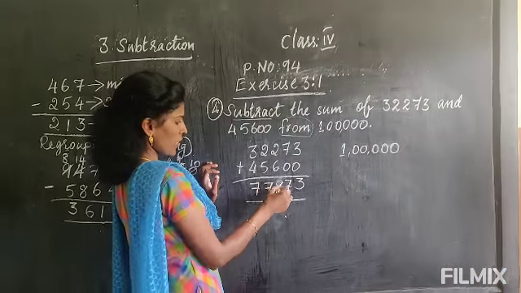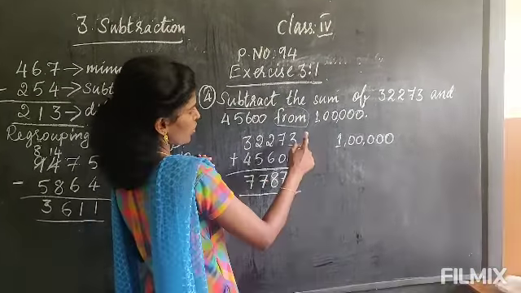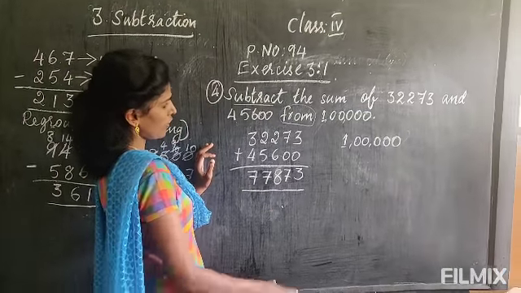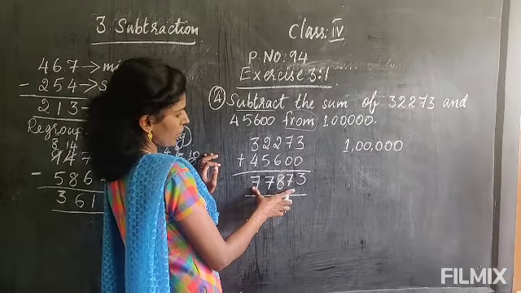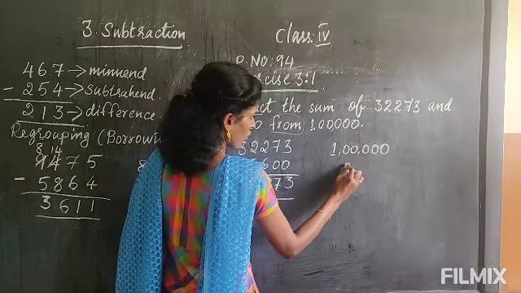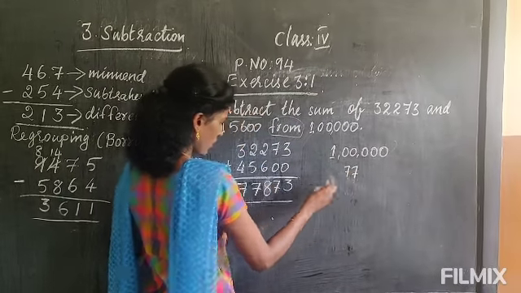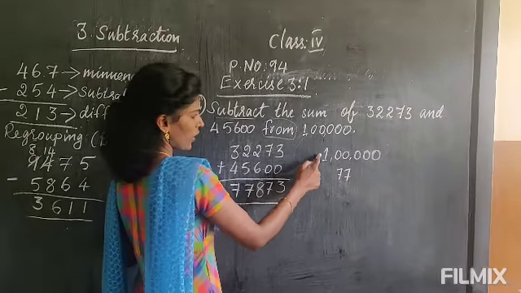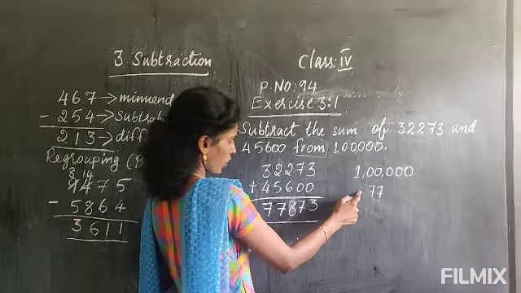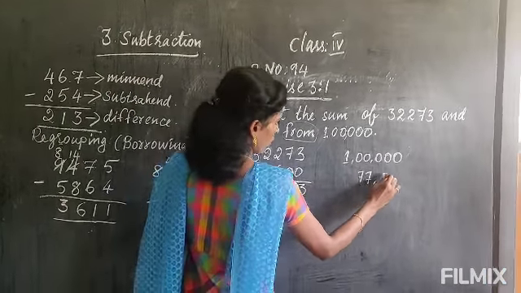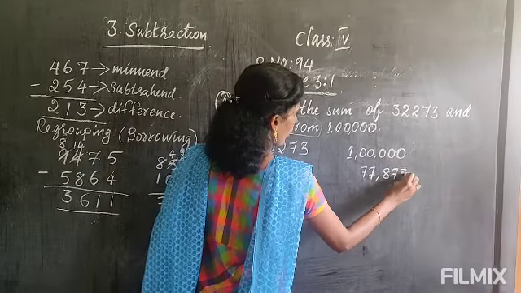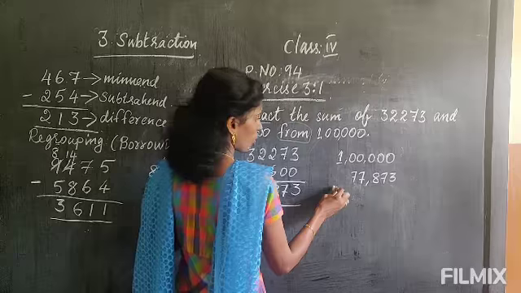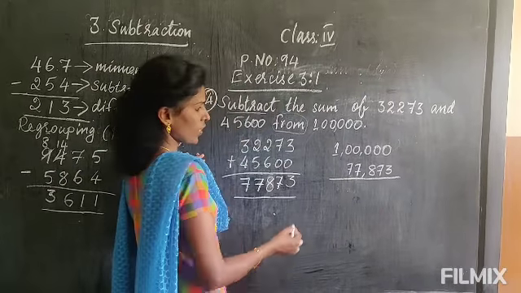After from, whatever number is given, you write first, then you write the sum. The sum is here, so you write it. Arrange the digits in order. This is 1 lakh, but this is 77,000. So this is in the thousands period. Here there is no lakh, so in the lakh period don't write anything. 7 7 8 7 3. If you are confused, you can also arrange it like this. That way you can arrange the digits in order and you can minus.